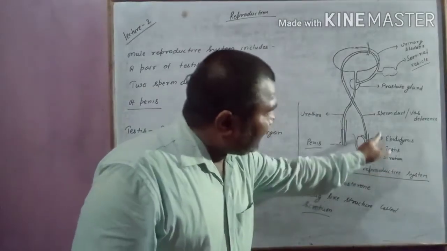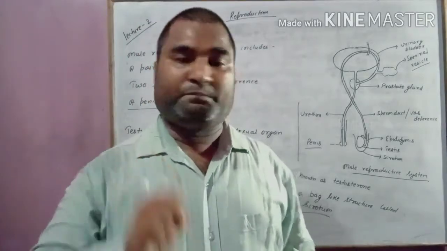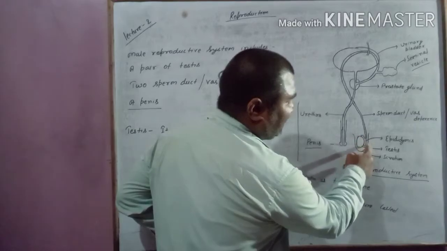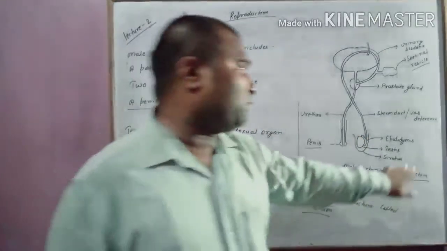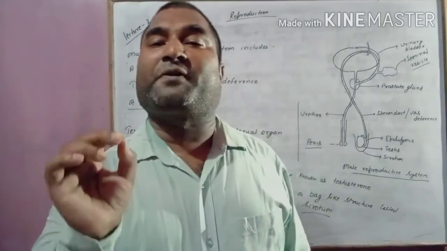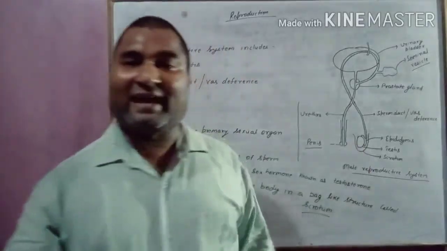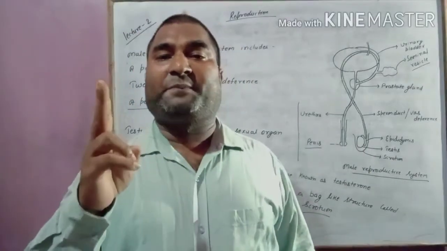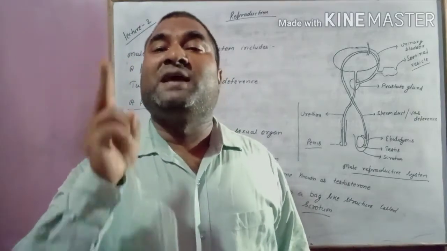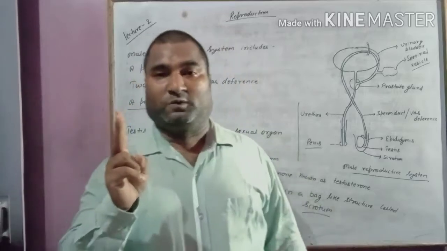It is present in a sac-like structure that is called scrotum. Okay, so this is the testis, and this structure that you see above the testis is called epididymis. This epididymis is the temporary storage site of the sperm. This testis has two main functions. It produces millions of sperm, and it also produces the male sex hormone called testosterone.